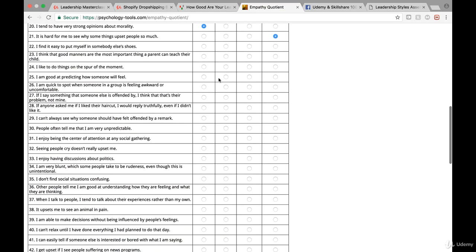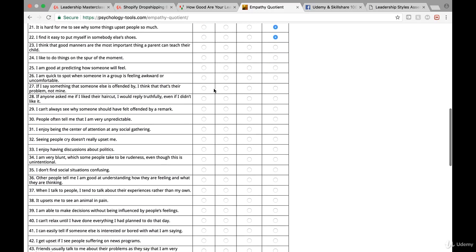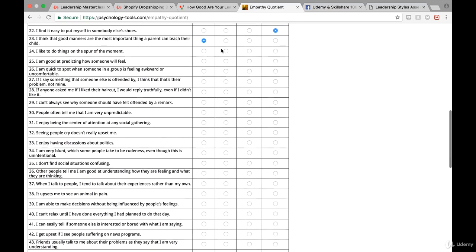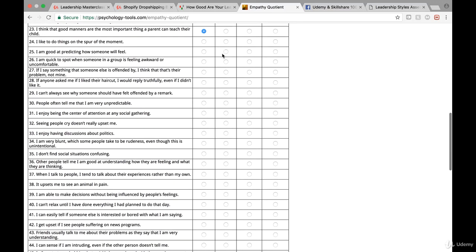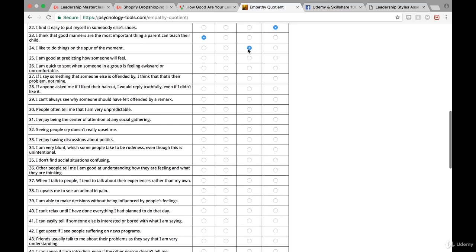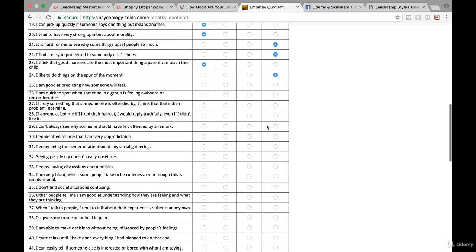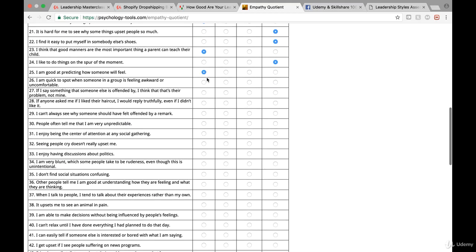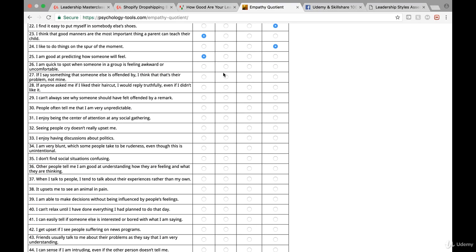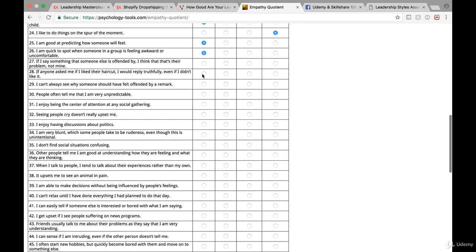It is hard for me to see why some things upset people so much. Strongly disagree. Then I find it easy to put myself in somebody else's shoes. Strongly disagree. I think that good manners are the most important thing a parent can teach their child. Actually, maybe yes. Then I like to do things on the spur of the moment. Actually, no, I completely disagree. Then I'm good at predicting how someone will feel. Yes. Then I'm quick to spot when someone in a group is feeling awkward and uncomfortable. Yes, absolutely.